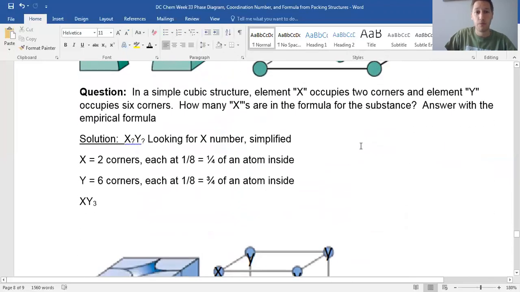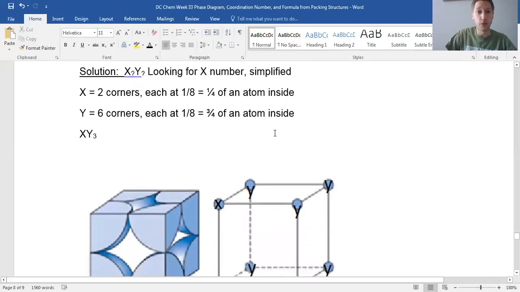Now the question for us, here we have a simple cubic structure. Element X has 2 corners, Y has 6 corners. We want to know the X's, and we want the empirical formula, which means the simplified ratio. So again, same as before. This time we don't have any faces, so we just have to worry about corners. Each corner is an eighth.